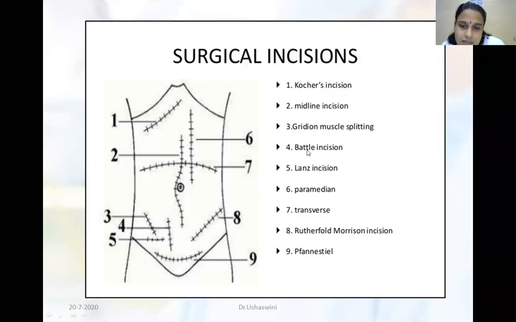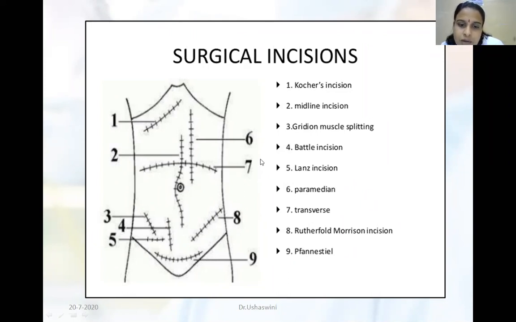Next, the battle incision or the right lower paramedian incision. A similar incision to the gridiron muscle splitting incision is the Rutherford-Morrison incision, which is on the left side, left iliac fossa. Next, number 5 is Lanz incision, which is done cosmetically for the same acute appendicitis. You have a better or minimal scar with Lanz incision, and it is not muscle splitting. Remember, these are the incisions on the skin of the abdominal wall.